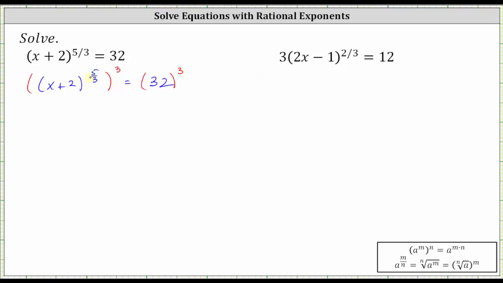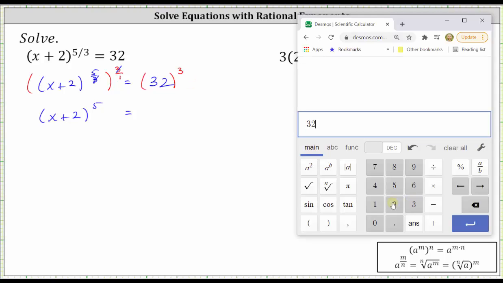Notice on the left we have powers raised to powers. When we have powers raised to powers, we multiply the exponents. So if we want, we can think of 3 as 3 over 1. When multiplying 5/3 and 3 over 1, the 3's simplify to 1, leaving us with an exponent of just 5. So the left side is now the quantity x plus 2 raised to the 5th, equals on the right 32 cubed, which is equal to 32,768.